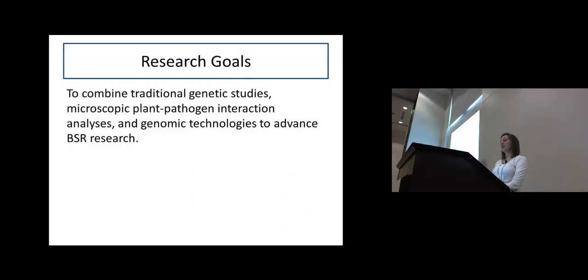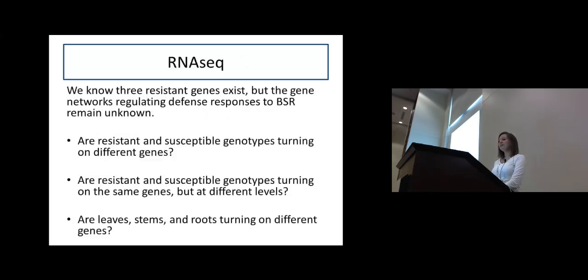So my work has focused on brown stem rot resistance in grad school. I've been using multiple different approaches: classical genetic studies to look for new sources of resistance, microscope studies to look at the plant pathogen interaction, and then also genomic technologies like RNA-seq to look at differential expression of the genes. And today we're going to focus on that last portion, the RNA-seq work.